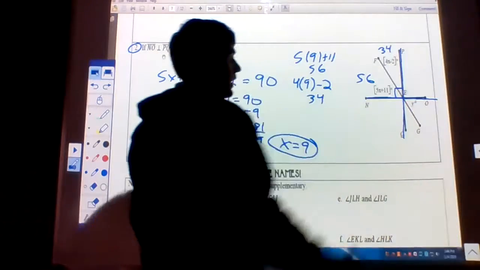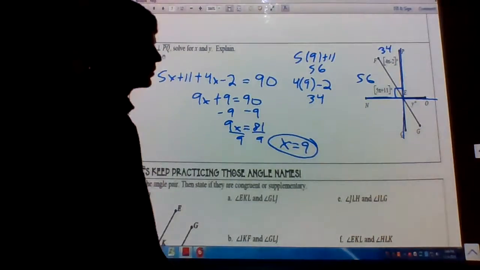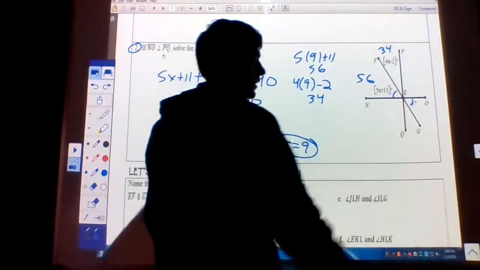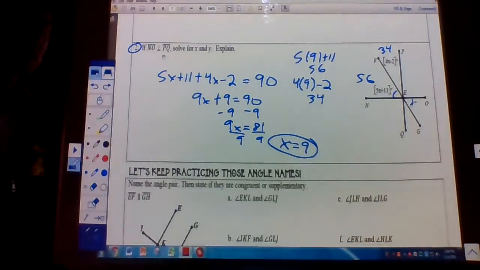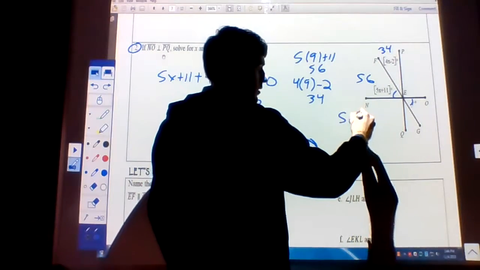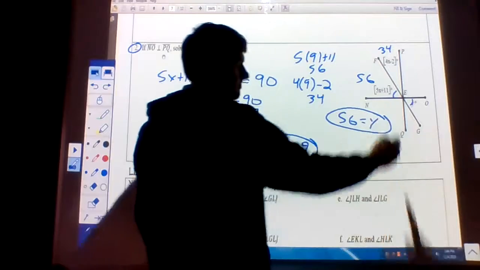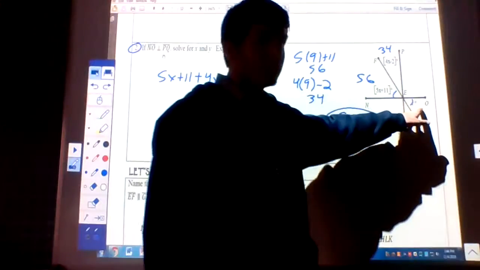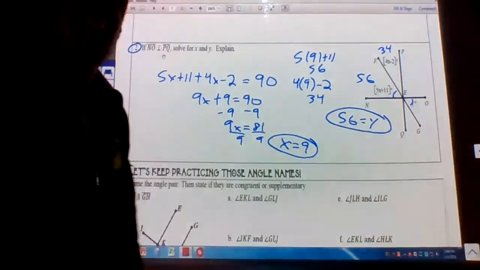Okay, then we need to find y. So we notice here that these two angles are vertical angles. We know vertical angles are congruent. So we know that 56 here is going to equal y. Vertical angles are congruent, their measures are equal. So if this is 56, this one's also 56. So y is going to be 56.